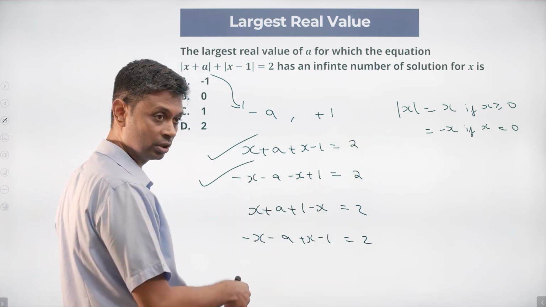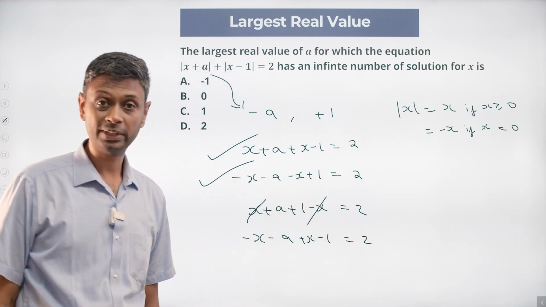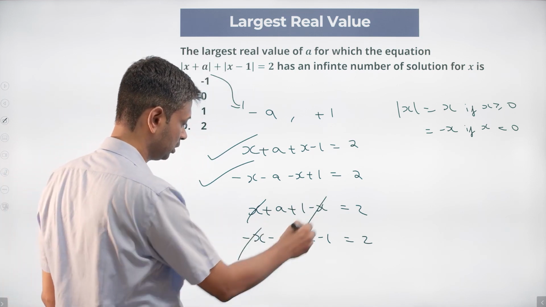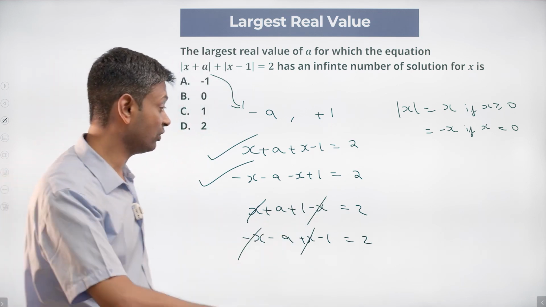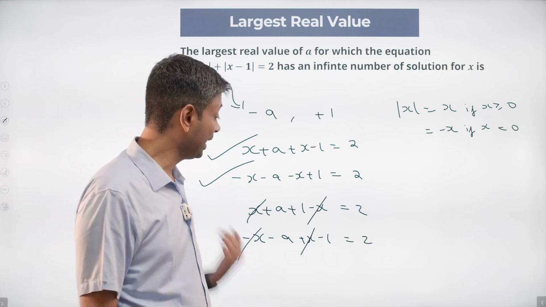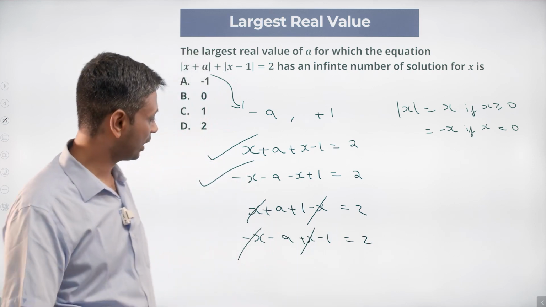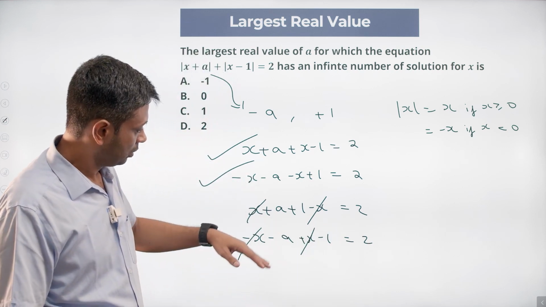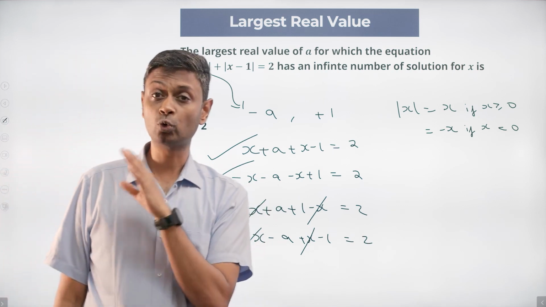We get two solutions. You solve for this, a plus 1 equal to 2, a is 1. You solve for this, we get minus a equal to 3, a is minus 3. If a were 1, if a were minus 3, any x will hold good here. That's what we are solving for. Therefore, a could be 1 or minus 3, largest value is 1. That's the algebraic brute force way of solving it.